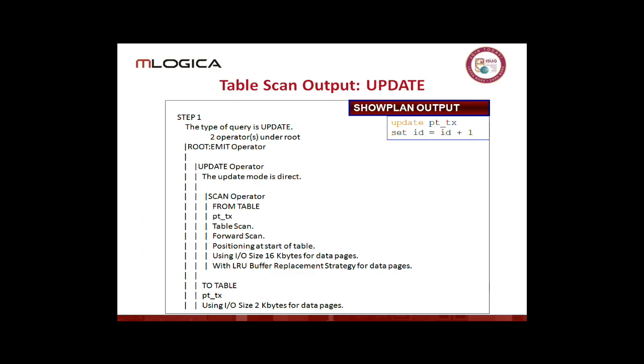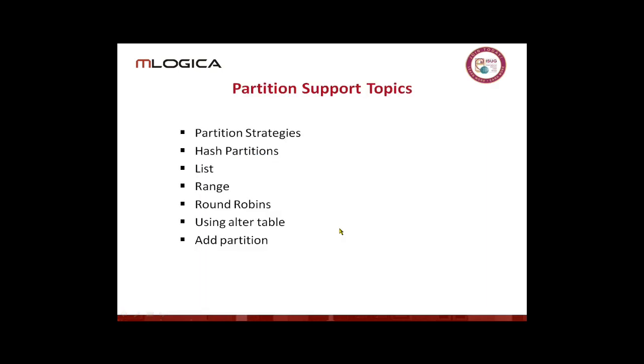Here's a table scan from the update. Note that it looks just the same. It says table scan. The only real differences are it says update instead of select. And at the tail end, we're saying to table, which is the table that's being modified. Why might it do that? It might do that because you might have a join in your update and not know where the target is going to be going.